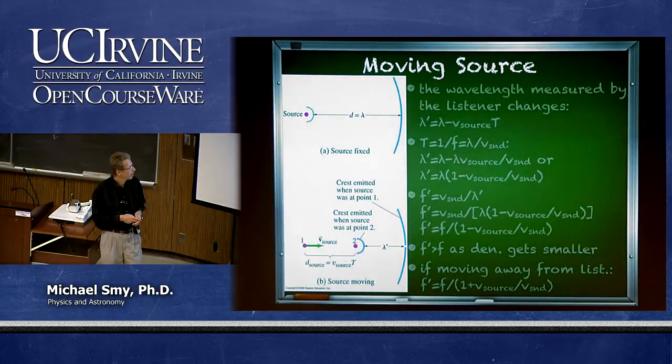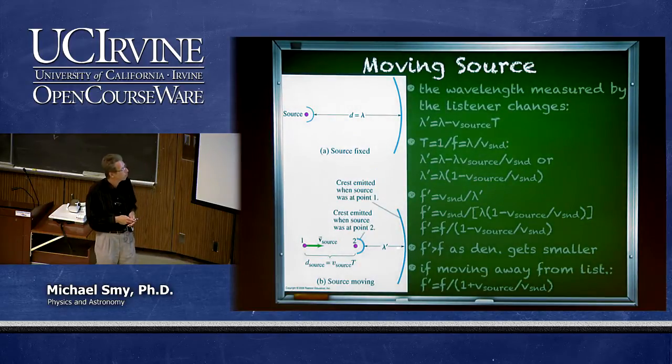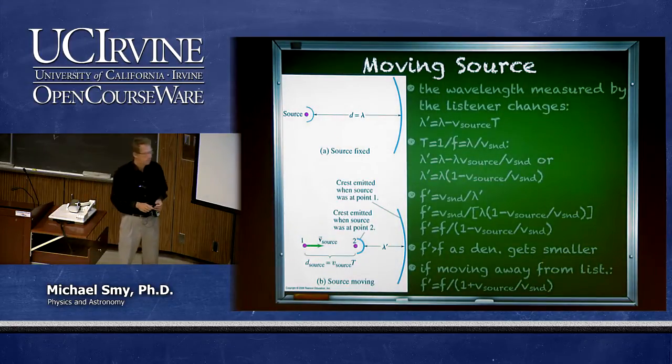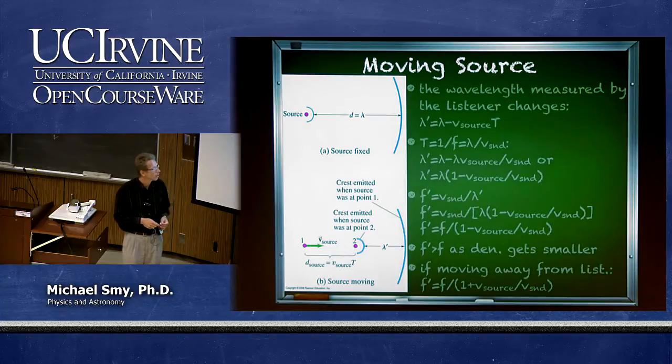And in that case, the lambda prime gets longer by this amount. So we basically replace this minus sign by a plus sign. And so in that case, f prime equals f over 1 plus V source over V sound. In that case, this frequency is smaller since the denominator is getting bigger.